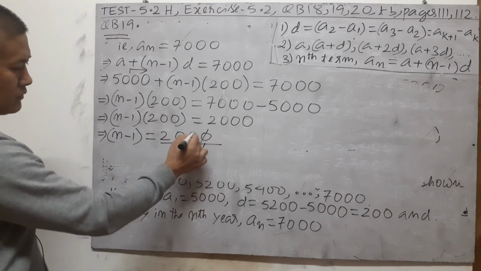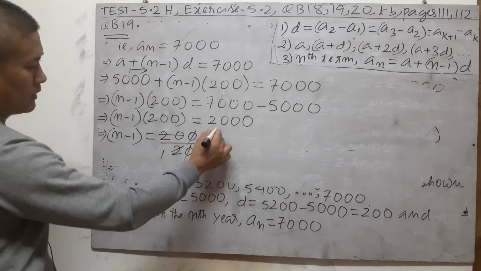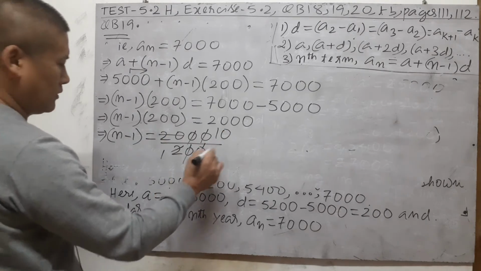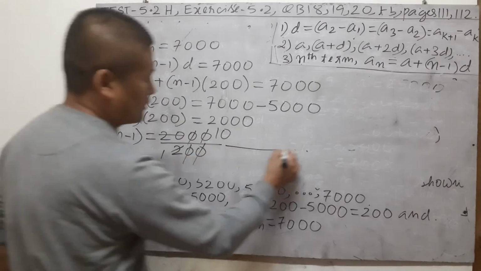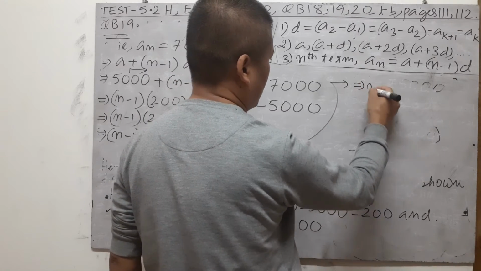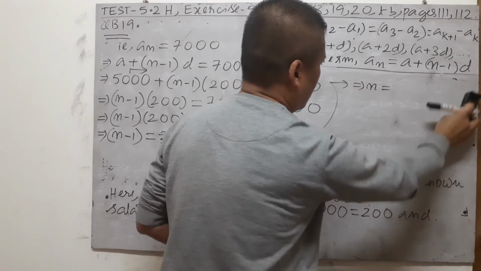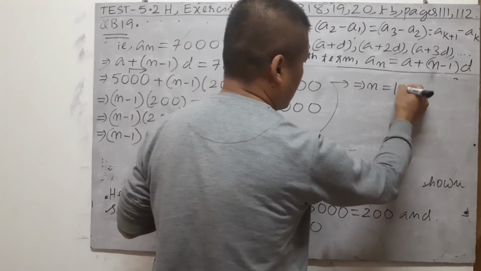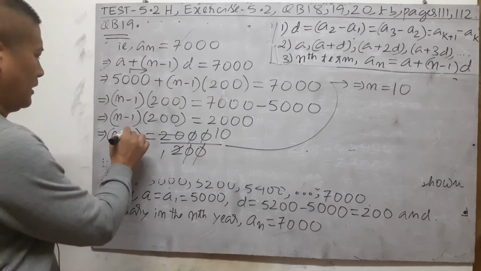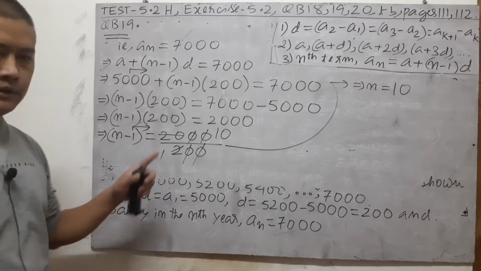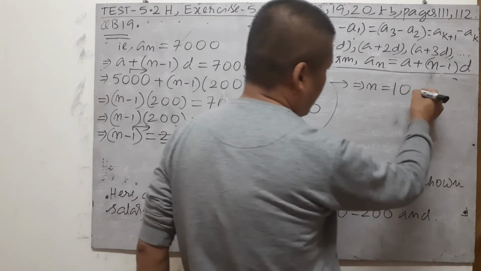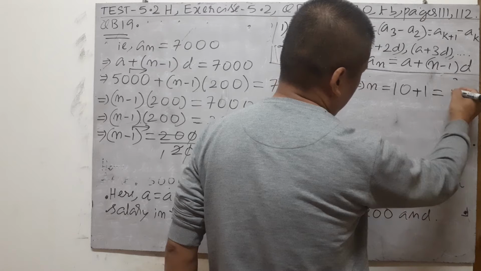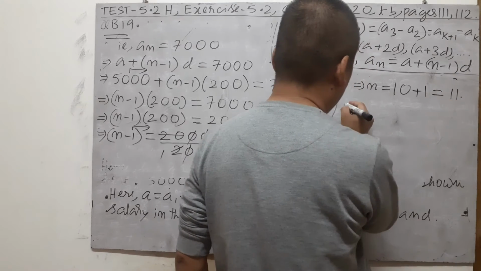So the zeros cancel. 2 ones are 2, 2 tens are 20. So we're getting n minus 1 equal to 10, since 10 by 1 means 10. Let us shift this minus 1 to the right side, and then minus 1 becomes plus 1. So the n value is 11.